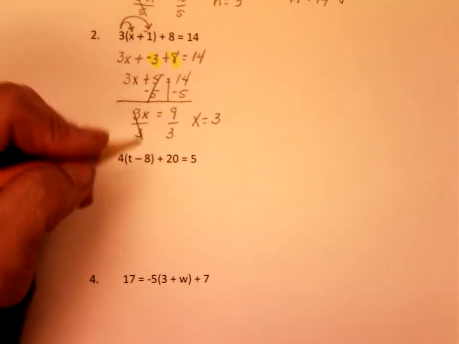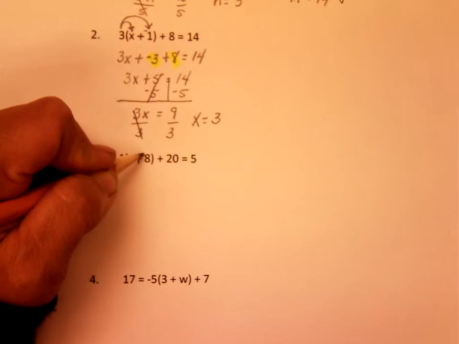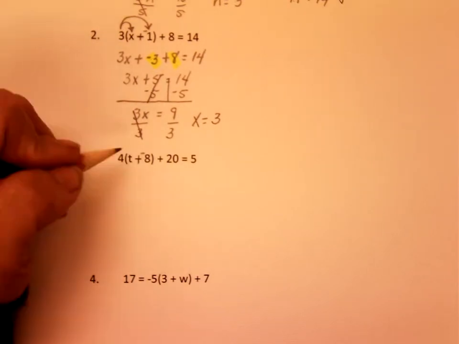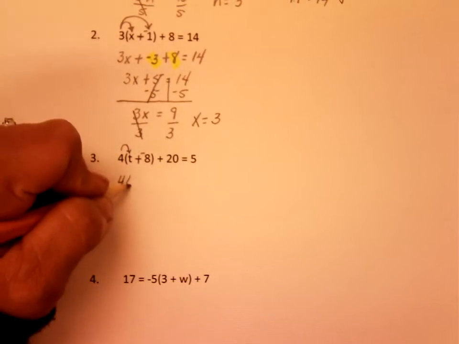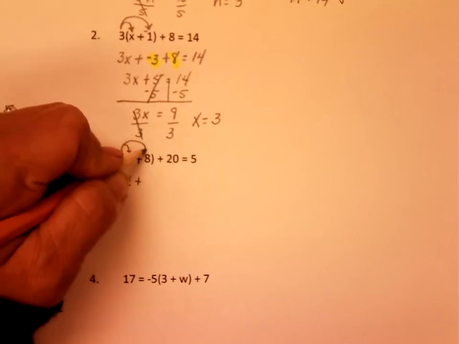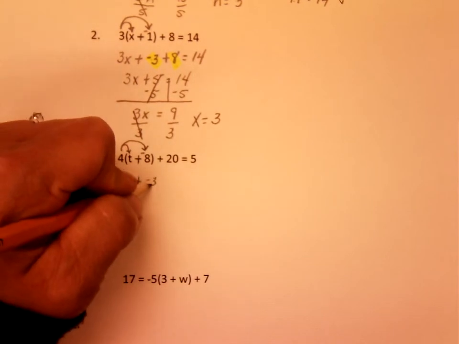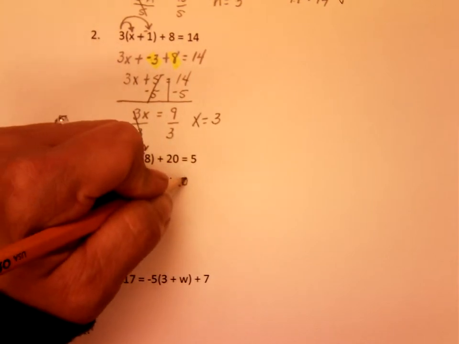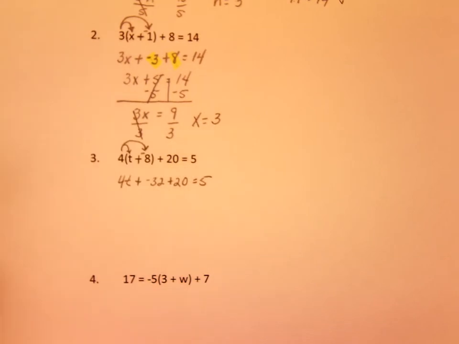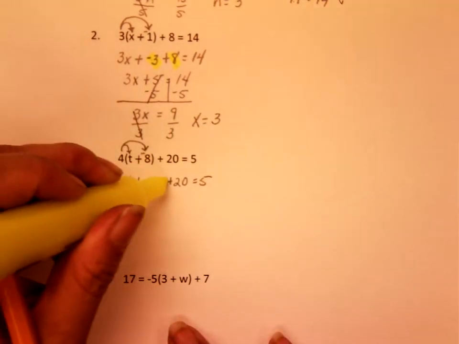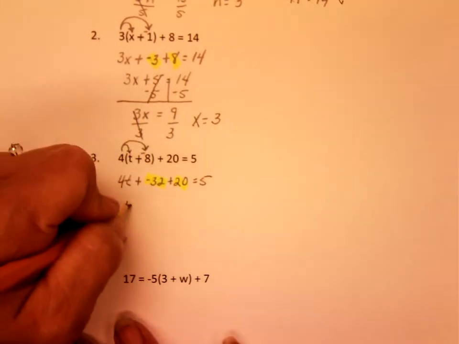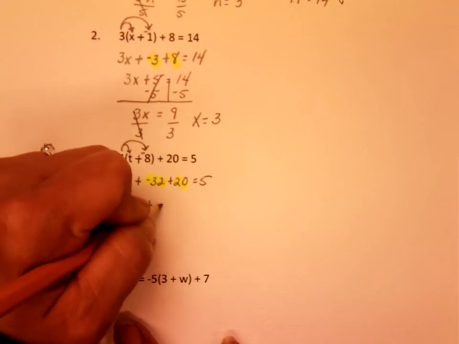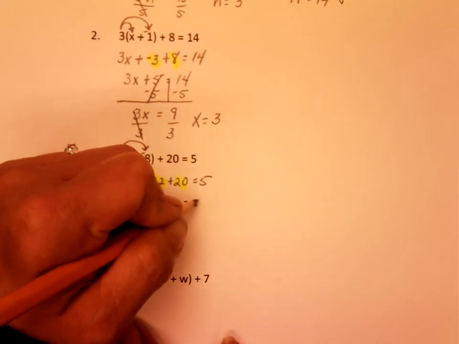So here, I'm going to change my subtraction sign to addition and make this a negative, and then I'm going to start doing my distributive property. 4 times t is 4t, plus 8 times -8 is -32, plus 20 equals 5. I can combine like terms now. So I have negative 32 and 20. So you have 4t plus negative 12 is equal to 5.